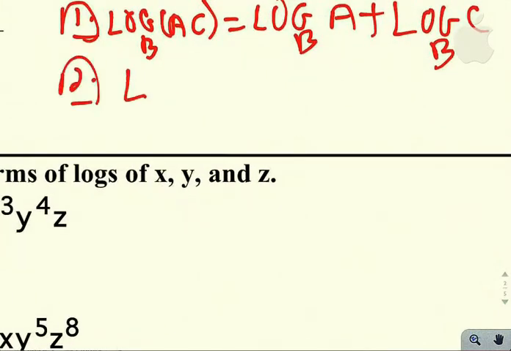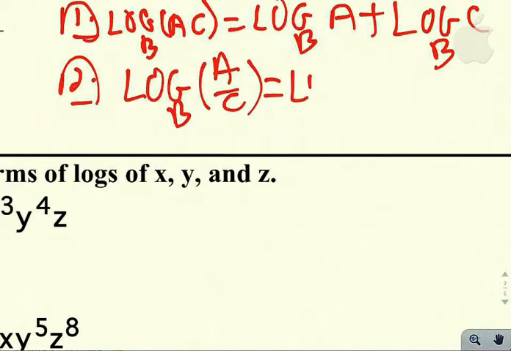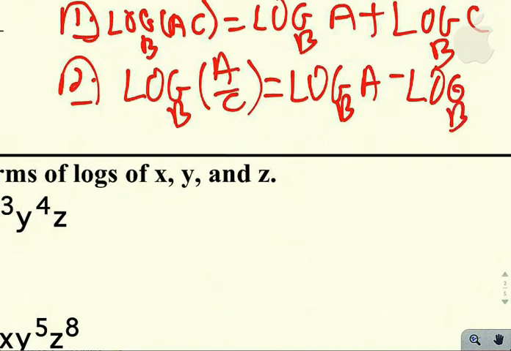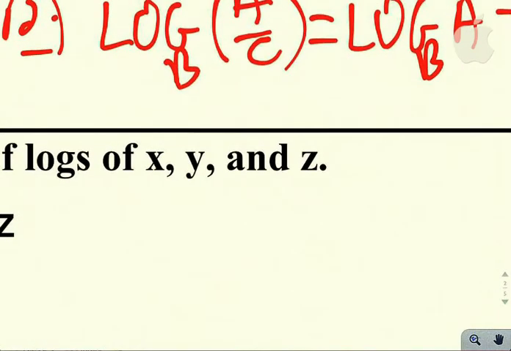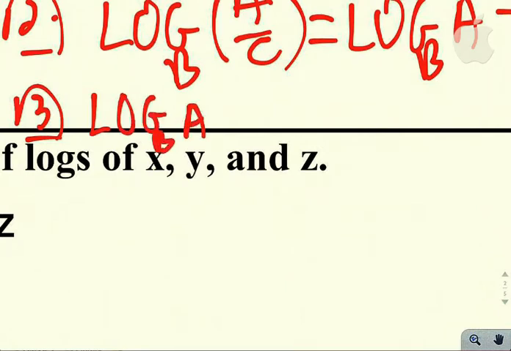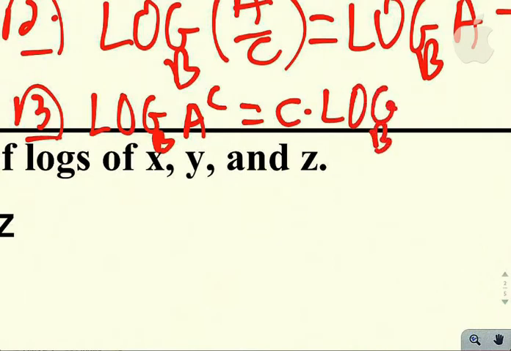Law 2: log to the base b of a over c is log to the base b of a minus log to the base b of c. Try to write your base under the g. Law 3: log to the base b of a to the c is c times log to the base b of a.